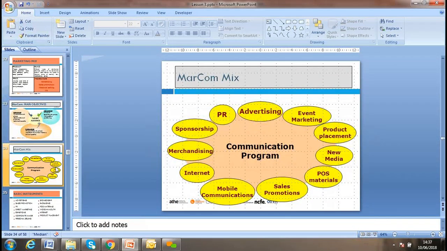So the marketing communication mix, these all come under marketing. Events marketing, different events we can arrange, different shows. Product placement, we can give the free product, we can place our product. New media we can use, point of sale material, sales promotion material, mobile communications, different apps, internet, merchandising, sponsoring, and public relations. All these come under the marketing mix.